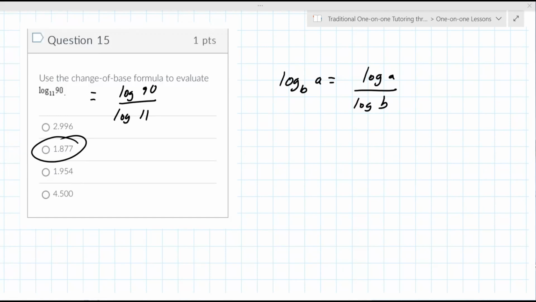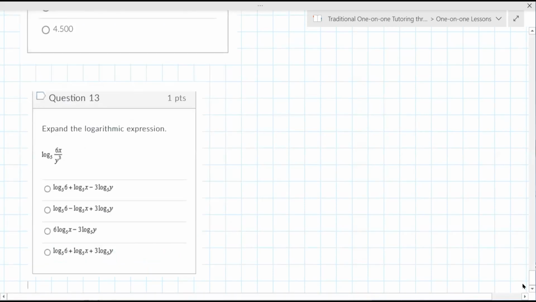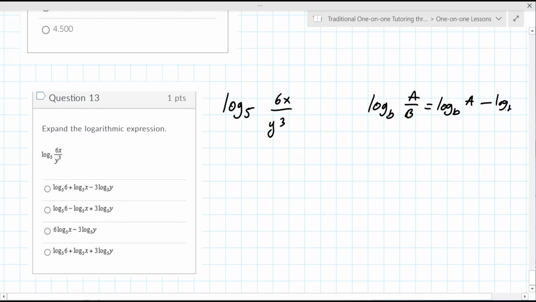13 and 14, we definitely have to know the expansion properties, and there's no way to do these without doing it by hand. That's just the only way. So we're starting out with log base 5 of 6x over y cubed, and the property we're going to use here is that log base b of a over b equals log base b of a minus log base b of b. So again, whenever you have division, it turns into subtraction. So this line right here becomes log base 5 of 6x minus log base 5 of y cubed. The numerator came first and the denominator second, and it's subtracted.